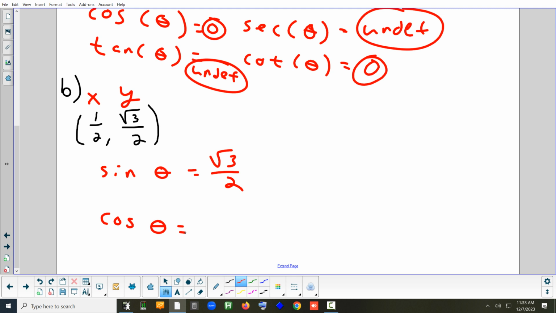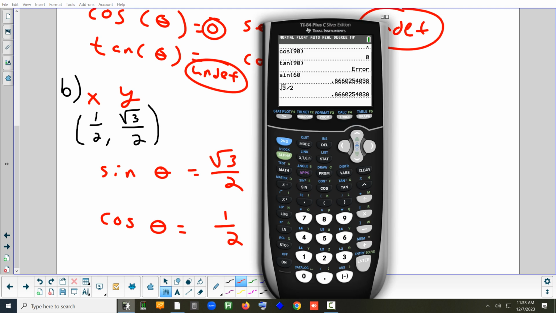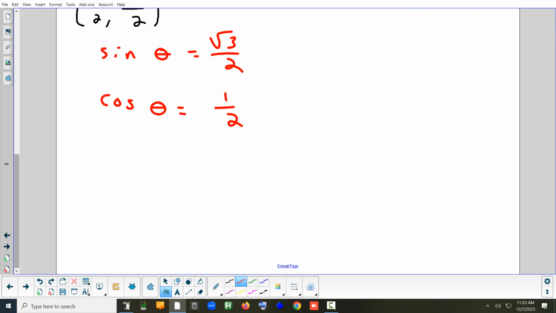Okay, let's do the cosine. What's the formula for cosine again? Yep. X. What's my x in this case? 1/2. So this time, the calculator will give you a nice answer. If you type in the cosine of the angle represented by that coordinate, and again, if you don't know that it's 60, that's okay. You don't need to for today, but you get 0.5.